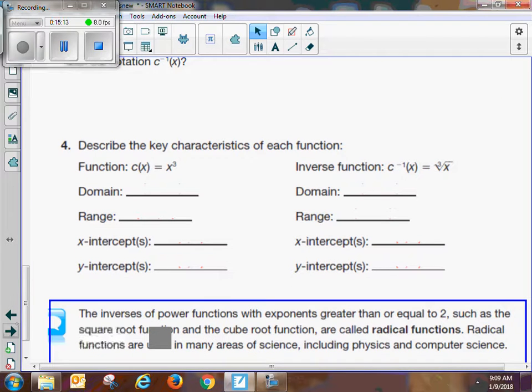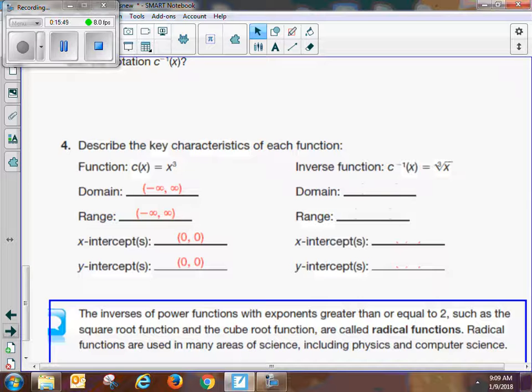So now we need to fill in the characteristics of x cubed and the cube root of x. I just gave you the answers to all these. X cubed, what was the domain? Did it go to the right and left forever? From where to where? Negative to positive infinity. And the range went up and down forever, negative and positive infinity. And where did it hit the x and y axis? 0, 0. Awesome. Good so far.